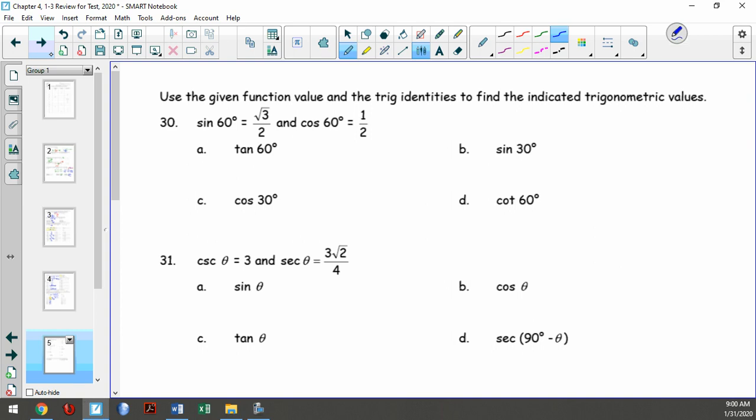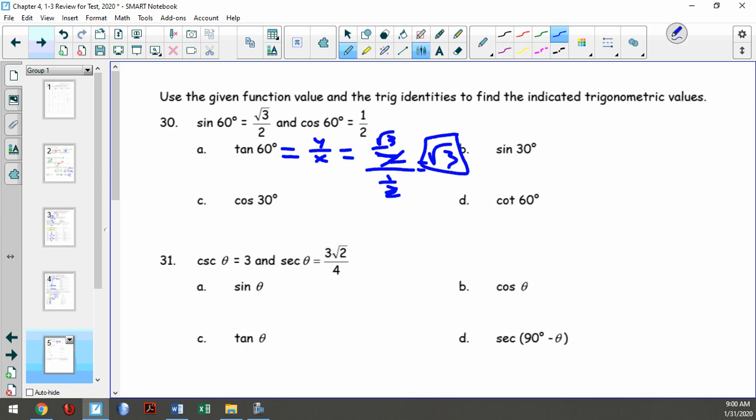Problem 30, it says use the given function value in the trig identities to find the indicated trigonometric values. If you don't have to use the trig identities, don't. So if I know the sine of 60 is square root of 3 over 2 and the cosine of 60 is 1/2, how do I find the tangent? That's going to be y over x, so that's going to be the square root of 3 over 2 over 1/2. The 2's cancel out, so it's just the square root of 3.